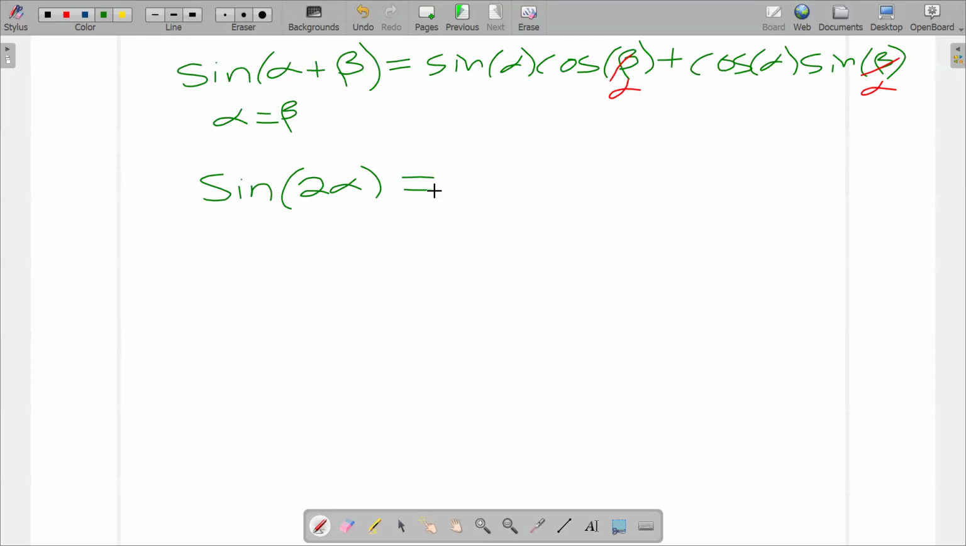Now, it doesn't matter what order you multiply in. It doesn't matter whether it's sine times cosine or cosine times sine, as long as it's the same angle. So what I have up there is twice the sine of alpha, cosine of alpha. And this is the sine double angle formula.